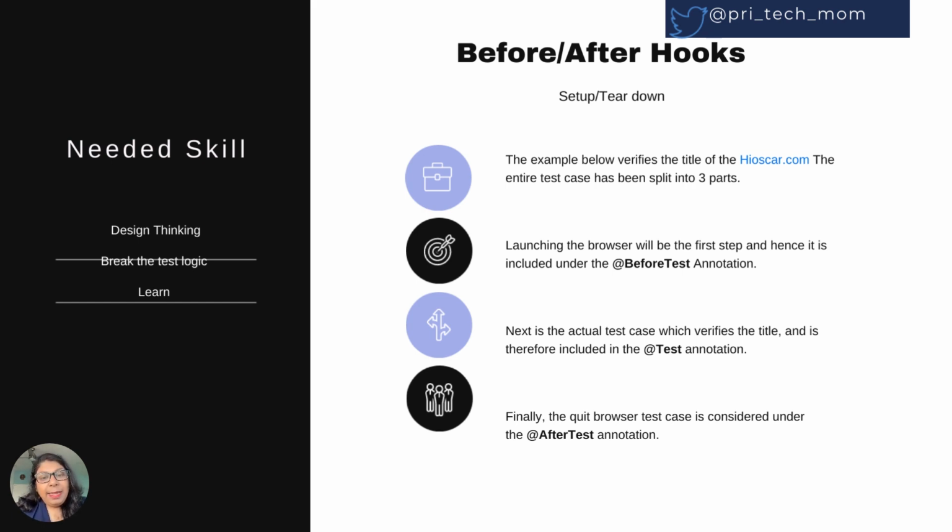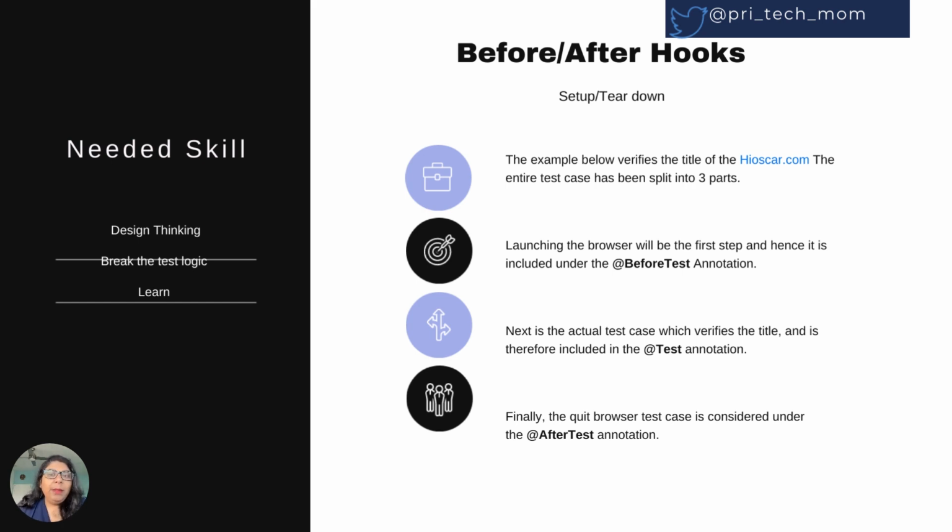So let's map out a simple test case. hioscar.com is my company website. What we will do is we'll launch the browser, go to hioscar.com, and validate the title, right? So launching the browser will go into your before test, then you will do the steps. The test steps will go in your test annotation, and then finally validating. After the validation is done, quitting the browser will be in your after test.